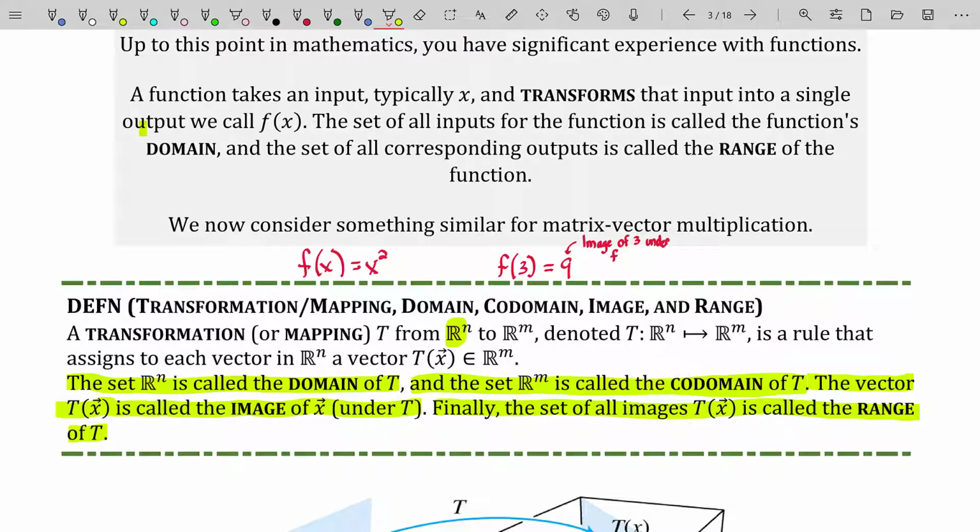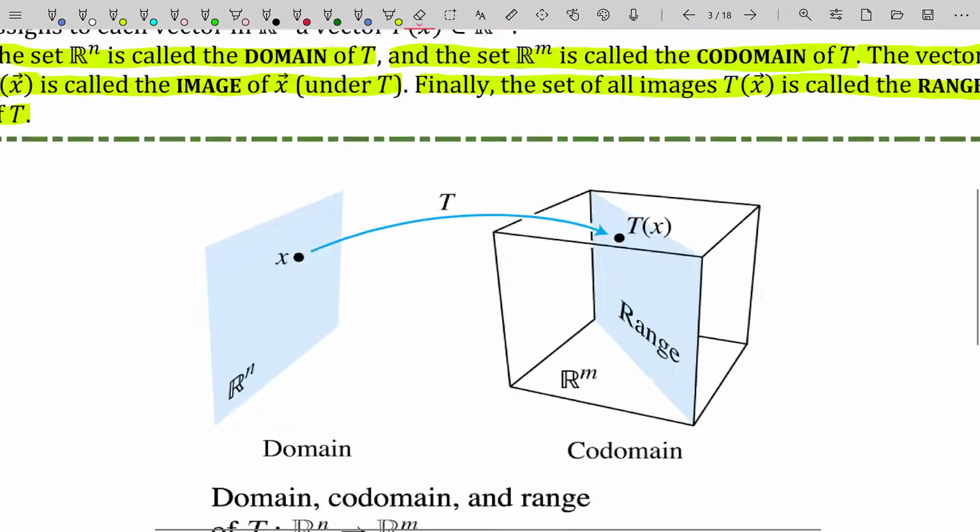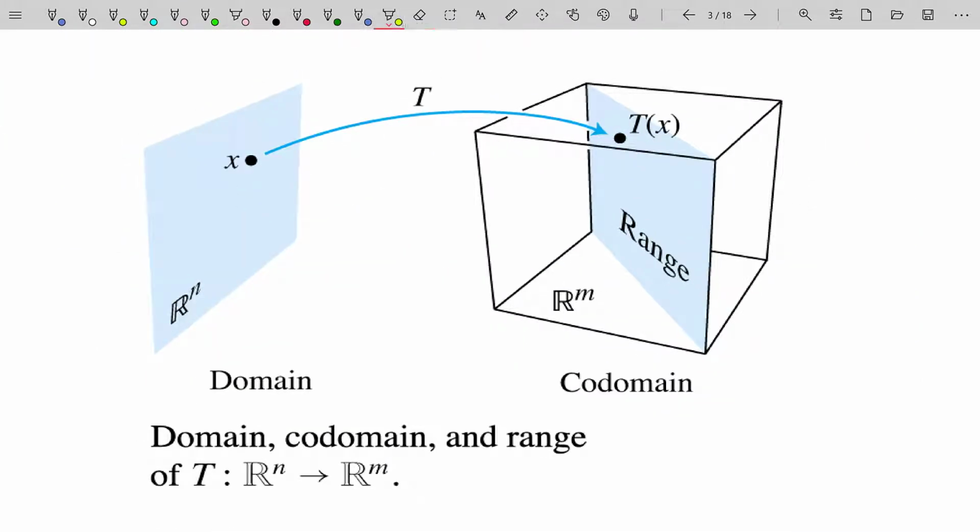Now, it seems like there's a lot going on here, but it should be very familiar to you. It should feel a little bit weird at first, but eventually it'll become very natural because it is so similar to all of your function conversations you've had in the past. And I have a visual down here for it. So we have a mapping here. The mapping has the name T. It maps from Rn to Rm.